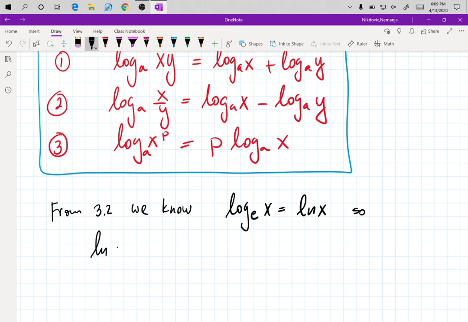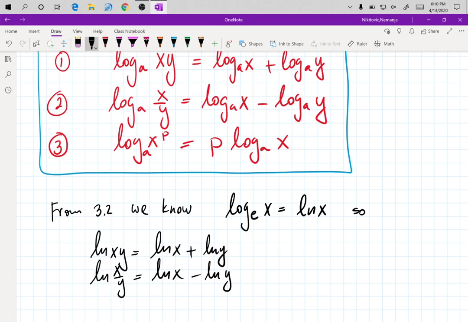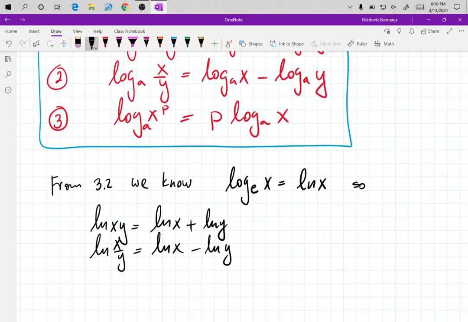So ln of xy is ln x plus ln y. ln of x over y is ln x minus ln y, and ln of x to the p is p ln x. So it doesn't matter, right? ln is just a special notation for log with the base e, nothing special. So that's what we have.